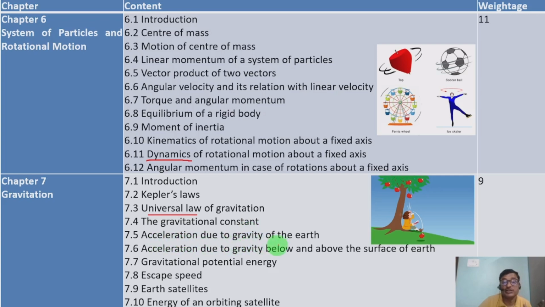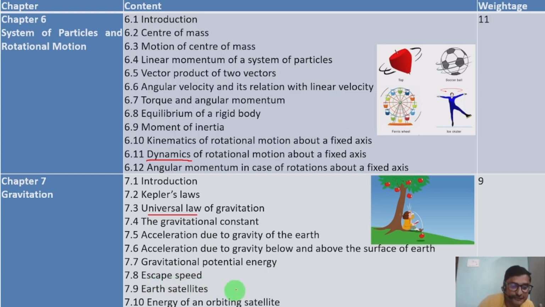7.5 acceleration due to gravity of the earth. The 9.81 meter per second square we are going to take, that is acceleration due to gravity. And 7.6 acceleration due to gravity below and above the surface of the earth. Okay, above and below, what the acceleration is. And 7.7 gravitational potential energy. Here, by virtue of position, what energy any object will have due to the gravitational force acting on it, that we need to take.